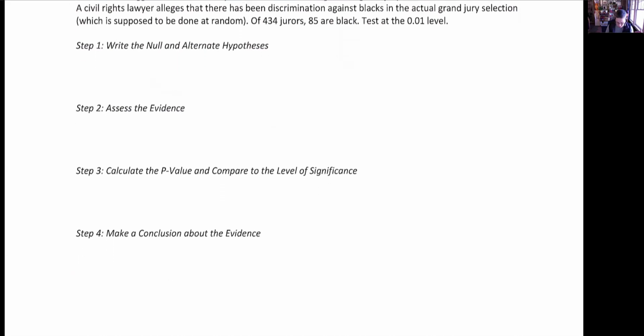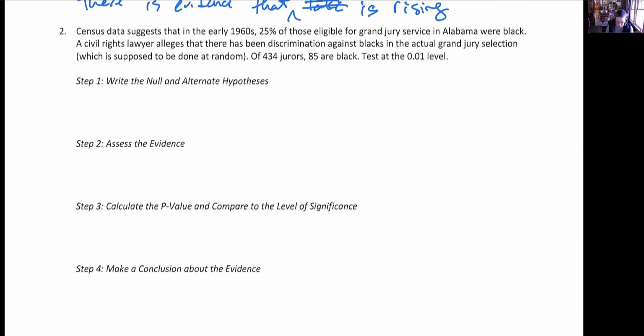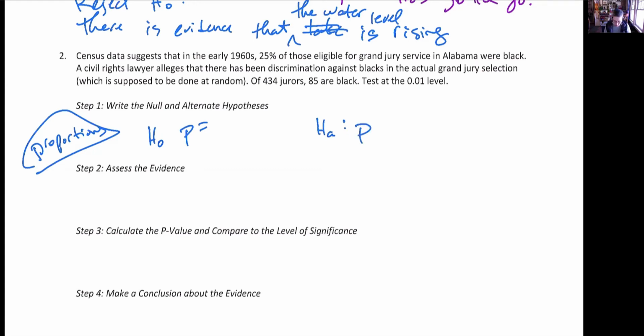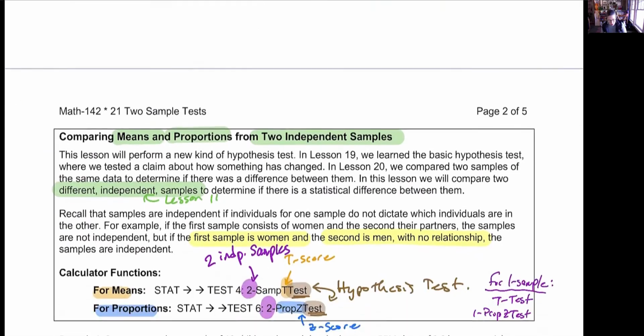It's going to be the same idea, except here we're looking at proportions, which means my null is going to be P equals something, and my alternate is going to be P is less than something. Okay, this is 0.25 because I have 25% of those eligible. All right, so let's go on to what we're doing now.